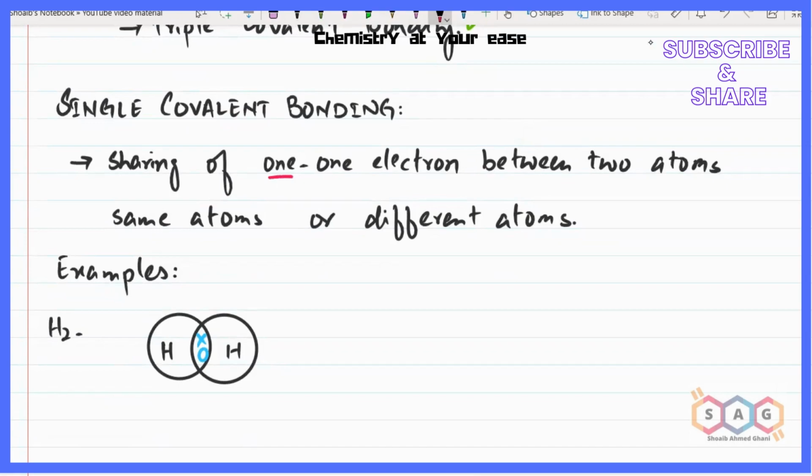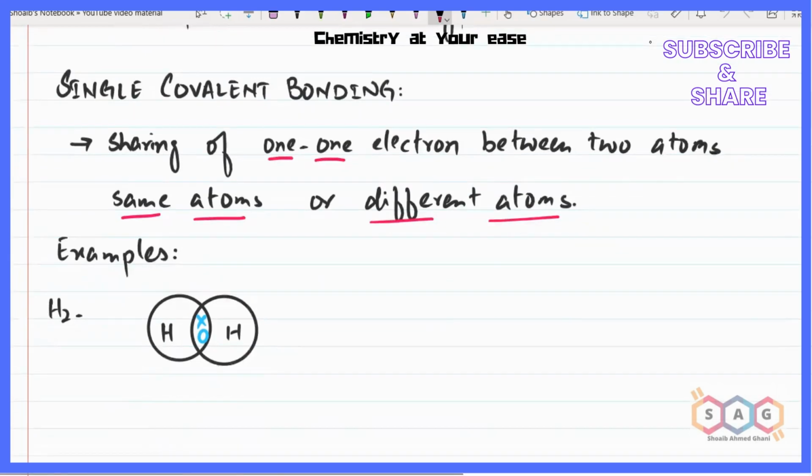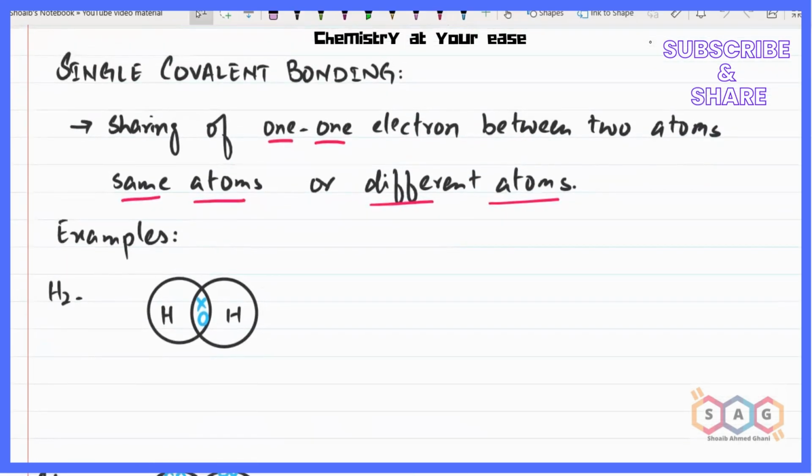one electron from one atom and one electron from another atom are shared between the two atoms. The atoms can be the same atoms, meaning the same element, or atoms of different elements. Okay, let's discuss example number one, which we already discussed in the introduction of covalent bond.